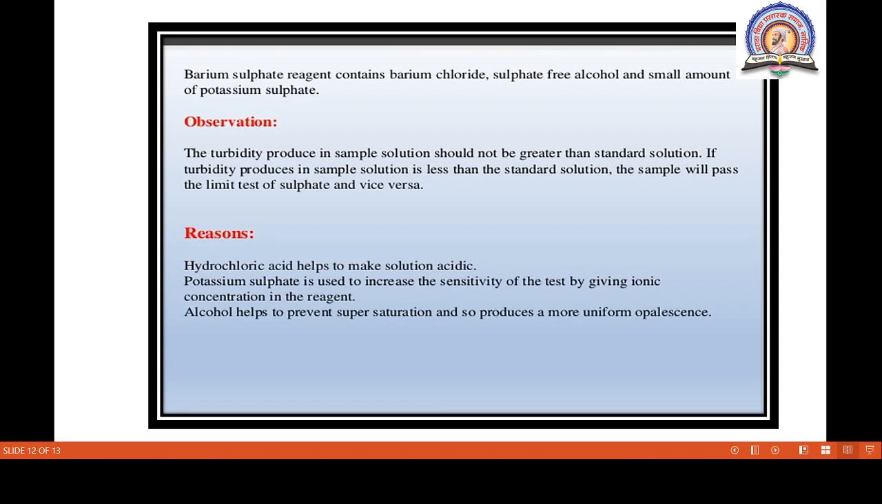Okay. Reason: hydrochloric acid helps to make the solution acidic. What is the use of hydrochloric acid in the limit test of sulfate? To make the solution acidic. Potassium sulfate is used to increase the sensitivity of the test by providing ionic concentration in the reagent. Alcohol helps to prevent supersaturation and so produces a more uniform turbidity.